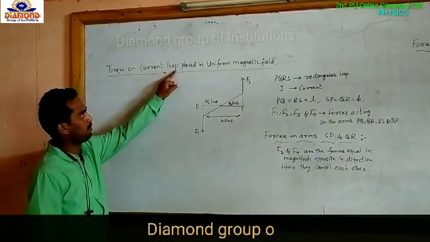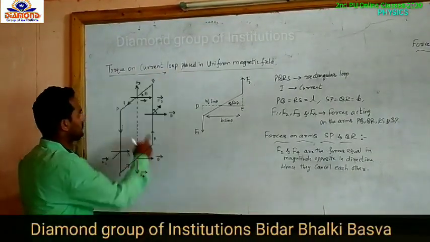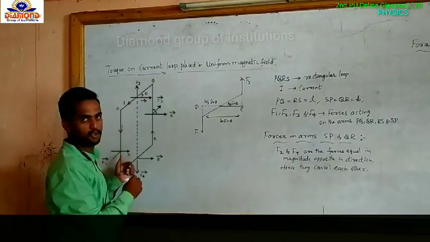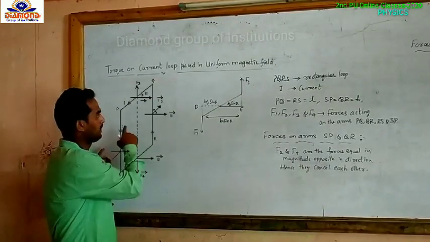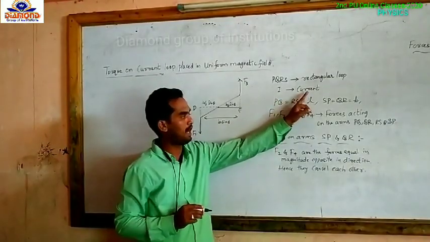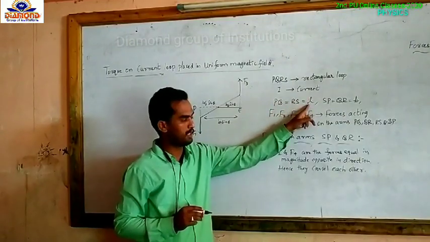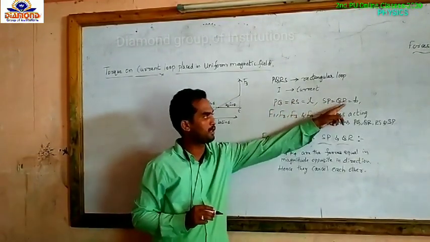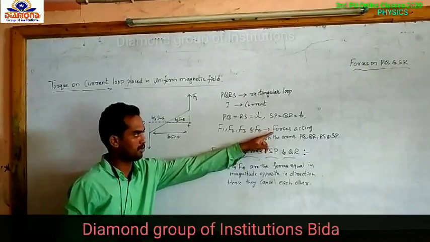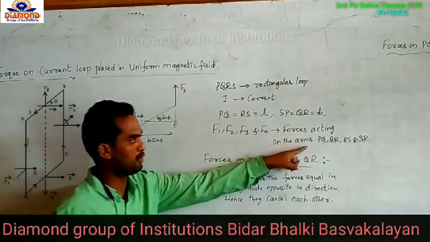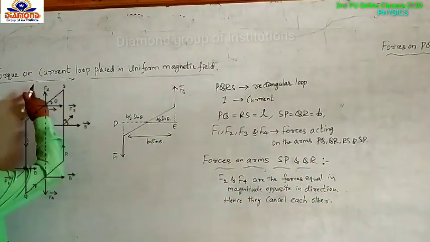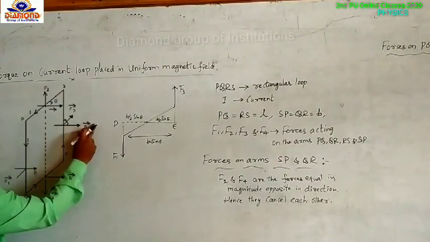Torque on a current loop placed in a uniform magnetic field. Consider a rectangular loop PQRS as shown in the figure, and the current flowing through the loop is I. PQ equal to RS equal to L, that is the length. SP equal to QR equal to B, that is the breadth. And we have F1, F2, F3, F4, the forces acting on the arms PQ, QR, RS and SP respectively.